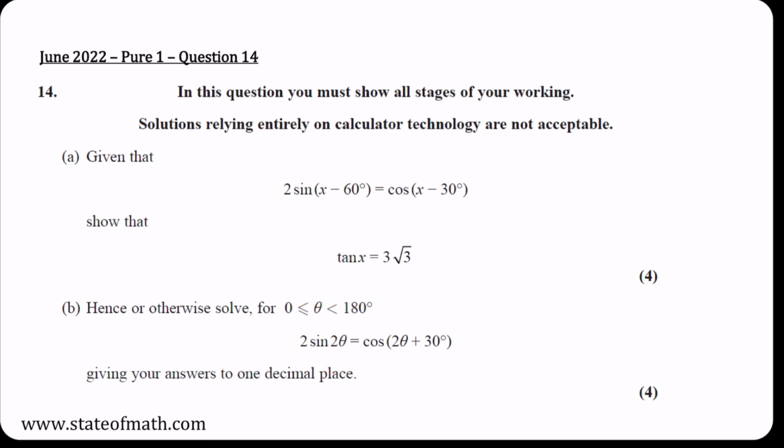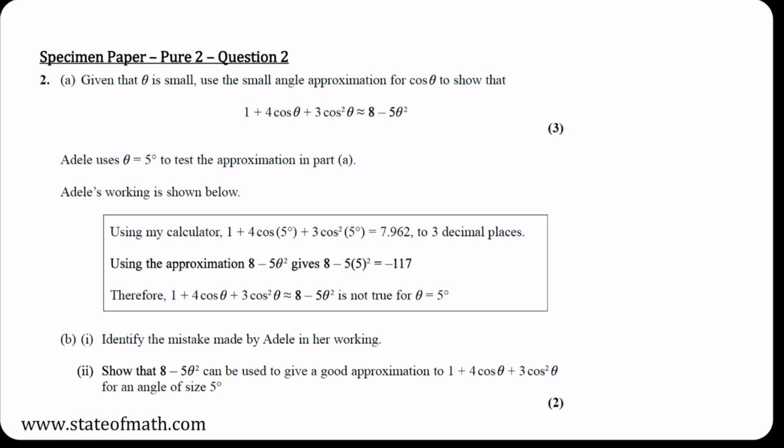Now for the small angle approximations, a classic question would be something like this. The first part showing that this is approximately 8 minus 5 theta squared, and then you could be given the working of a student and asked to comment upon it. Maybe they made a mistake.